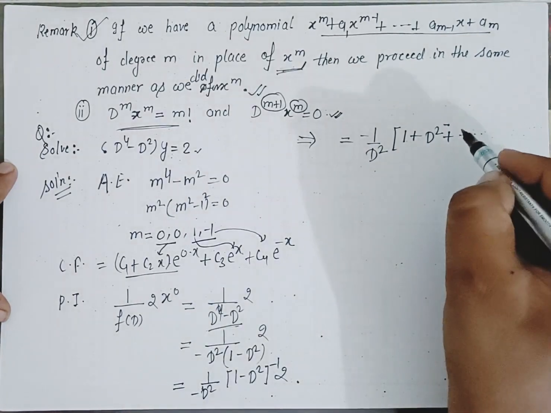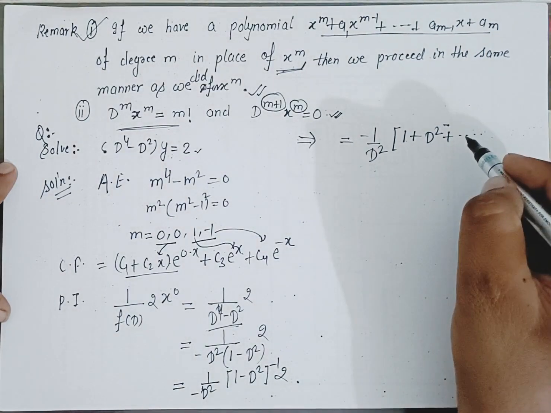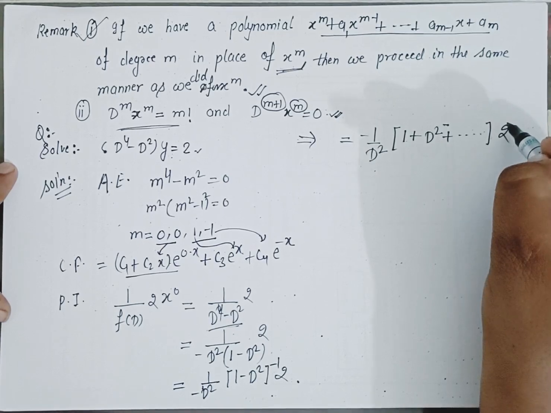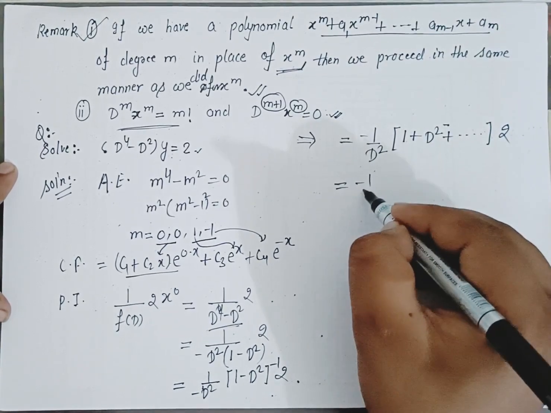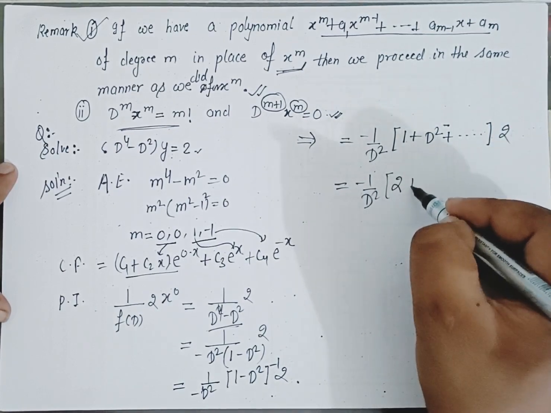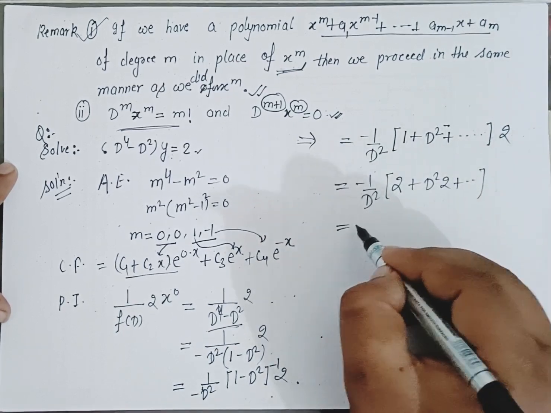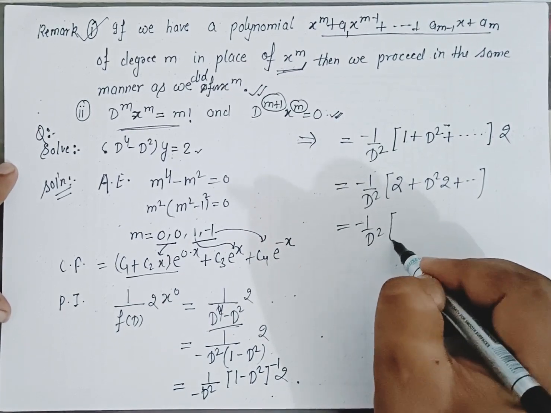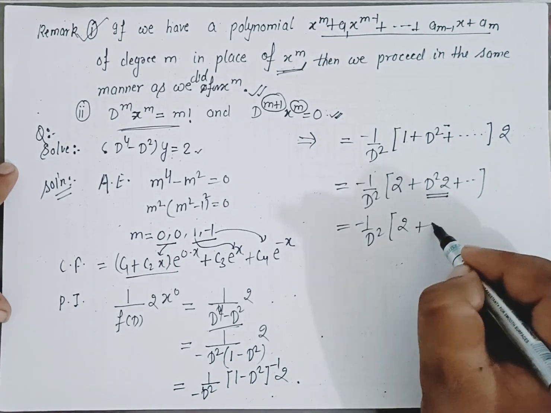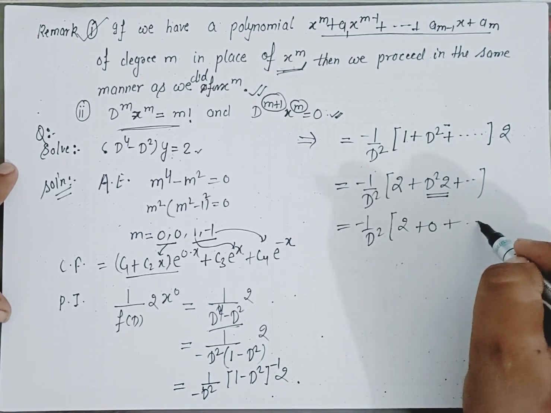Remember the next terms will be d to the power 4, d to the power 6. So we have the 2 here. If we multiply 2 inside, minus 1 upon d square and 2 will be multiplied in 1, that is 2, and then d square into 2, and then plus dot dot dot. What about the derivative of the constant term? It is 0, and every term will be 0 in this infinite expansion.